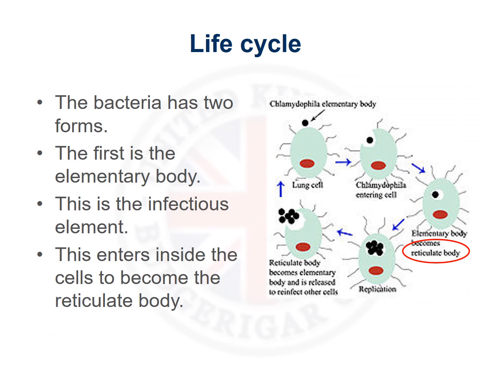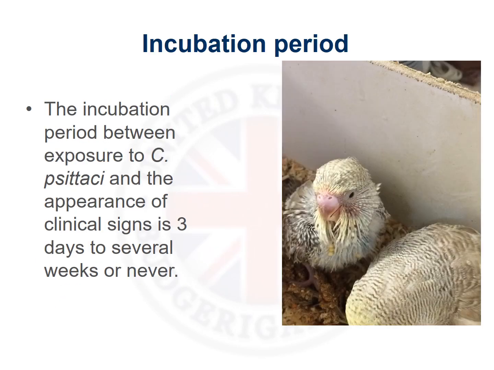In terms of its life cycle, there's two forms. We've got the elementary body, which is the infectious bit. This is the body that comes out that's spread around in the feather dust and feces. And it's the reticulate body inside the bird that actually then goes through the replication process. And the incubation from exposure to clinical signs can be as little as 3 days, right the way through to several weeks, or never at all.